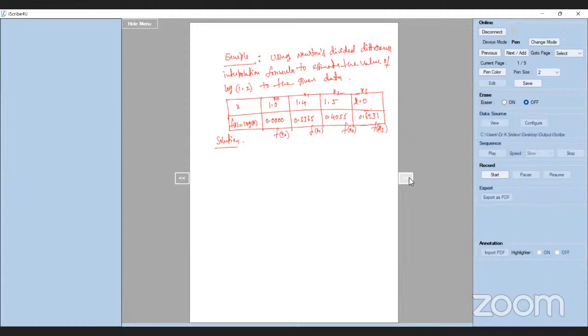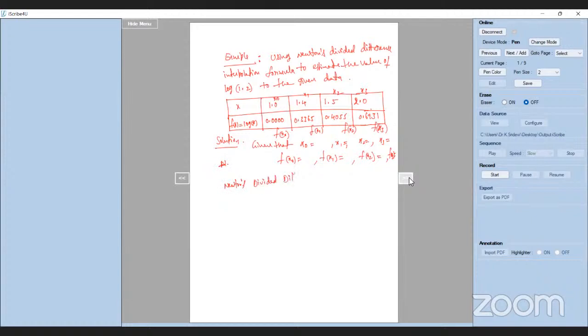First, you have to write the formula according to the 4 x values: x0, x1, x2, x3. Only 4 values are given. According to these 4 values, what is the Newton divided difference interpolation formula? Write down first what is given: the x values x0, x1, x2, x3, and f of x0, f of x1, f of x2, f of x3. Write down all these values from the problem.